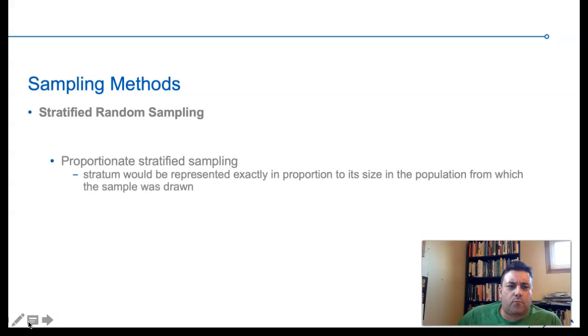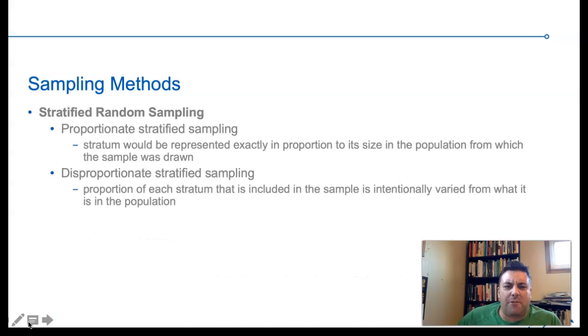So there's a couple of different kinds of stratified random sampling. There's proportionate and disproportionate.